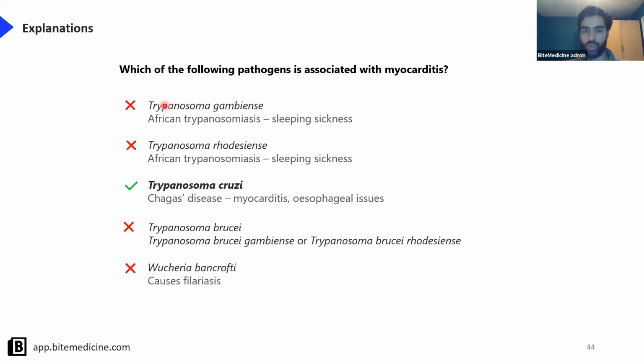The top two are causes of African trypanosomiasis, which causes a different disease known as sleeping sickness. Wuchereria bancrofti causes lymphedema, and this one, Trypanosoma brucei, is not a complete organism. It's either Trypanosoma brucei gambiense or Trypanosoma brucei rhodesiense. Okay.